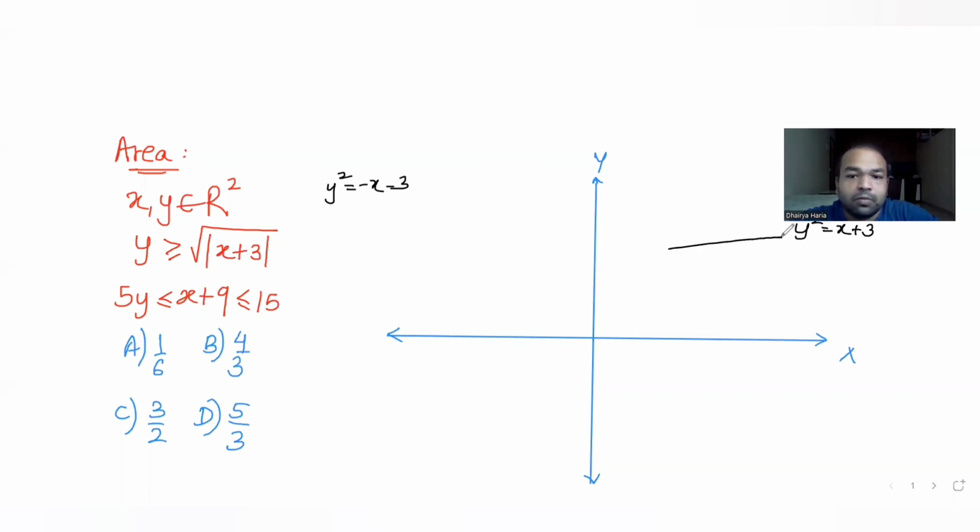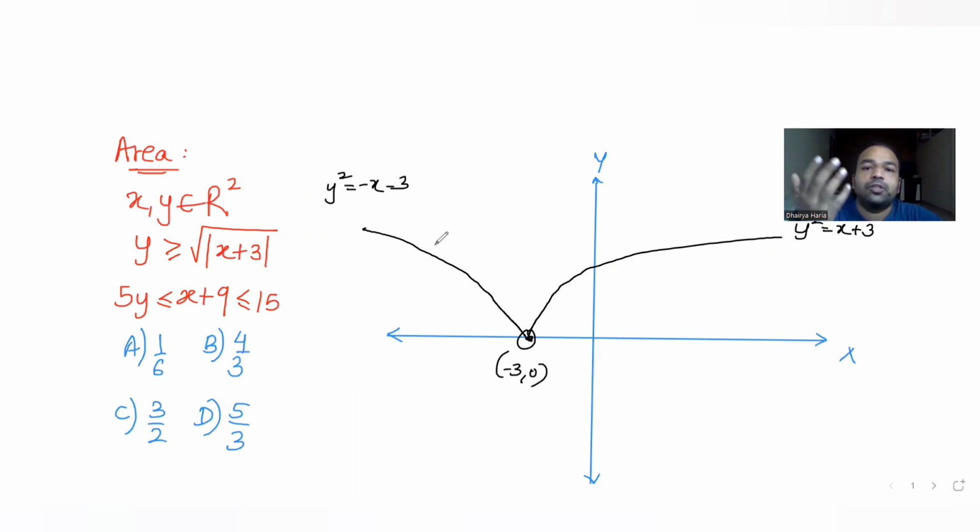The parabola looks something like this. And the other parabola, y square equal to minus x minus 3, will also be there, both of them intersecting at minus 3 comma 0. Now we will also have to identify whether the region is below the parabola or above the parabola. So what I can do here is take a point, let's say 0 comma 0, because I know that point is in there.